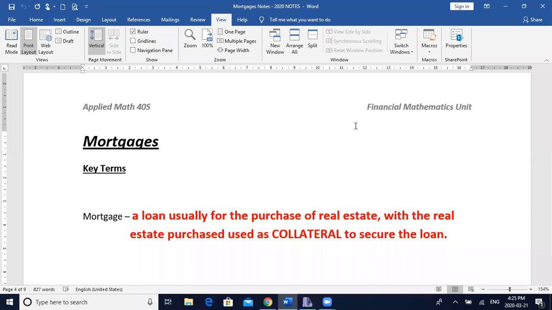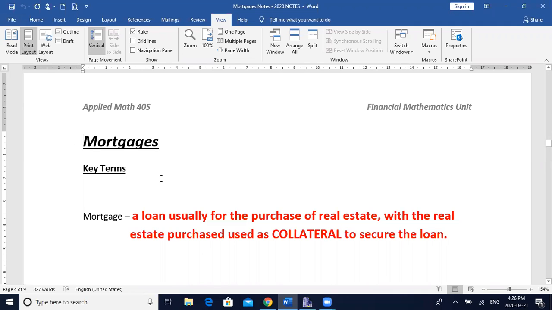All right, so this is part two of the mortgages lesson. In part one, we looked at solving for the net worth, solving for the debt to equity ratio and the gross debt service ratio, and using those numbers to make financial decisions. So in this lesson, we are going to explore the financial math of mortgages.